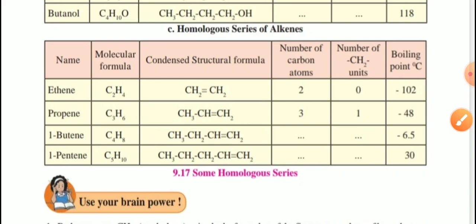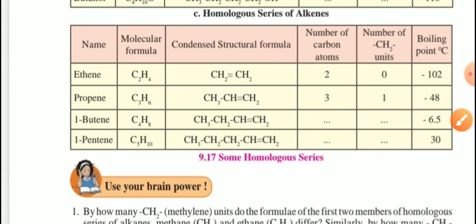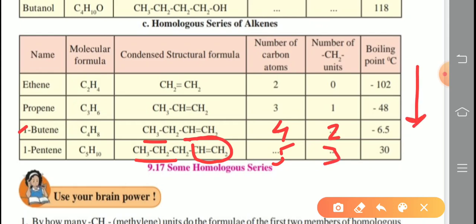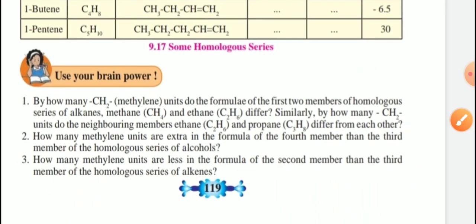Clear? Next one. In 1-butene, the naming is given actually. Butene means 1-butene, so we are drawing the structure. This is a double bond, and how many CH2 groups? 2 are there. So 2 CH2 groups and carbons are 4. Next, carbons are 5 and CH2 groups are, omitting this double bond structure, how many are there? 3 are there. Boiling points are given in the last column. Now use your brain power.